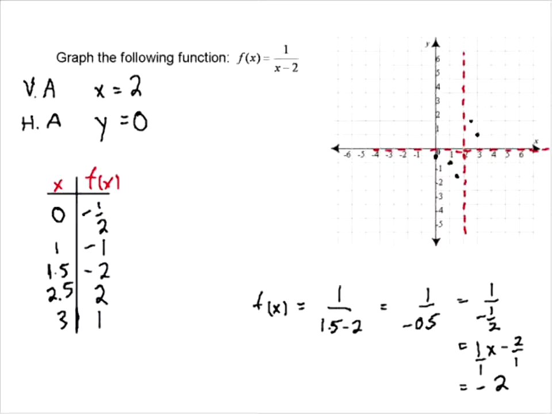And I could pick more points if I wanted to, but now what I do is I just draw a smooth curve. And what we're going to have here is a sketch of what it looks like. It's going to get closer and closer to those asymptotes, but never touch. Same thing over here. Closer and closer to these asymptotes, but never touch. Just like so. And there's the graph of our function.